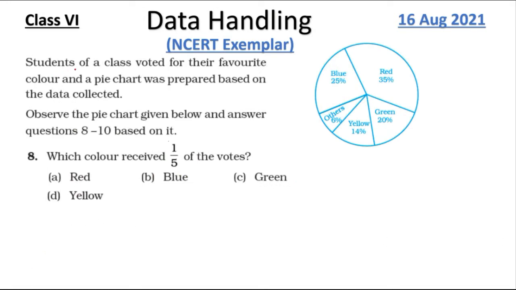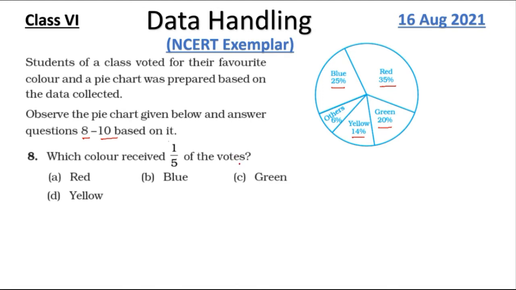Next, students of a class voted for their favorite color and a pie chart was prepared based on the data collected. Observe the pie chart given below and answer the questions 8 to 10 based on it. Observe this pie chart. Blue color 25%, red color 35%, others 6%, yellow 14%, green 20%. Which color received 1 by 5 of the votes?